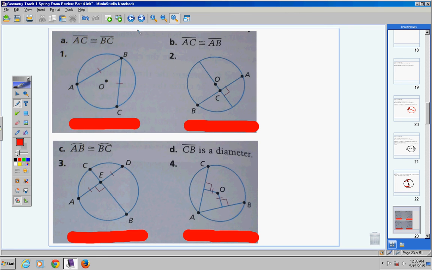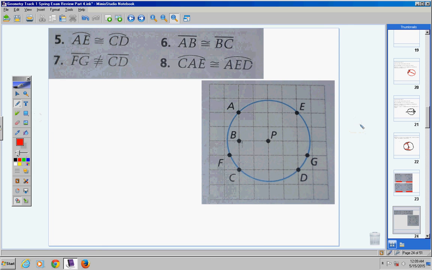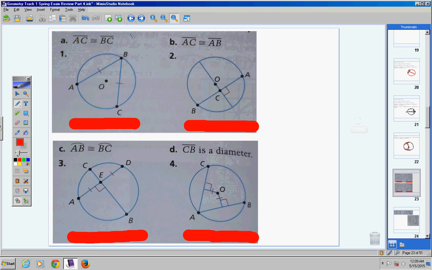Now, let's quickly look at these and see if we can figure this out. You do not need to copy this down. Just sit back, watch, and see if you can figure some of these out. Okay, here we go. AC is congruent to BC. My pen is still not working. Hold on a second. Okay, AC is congruent to BC.